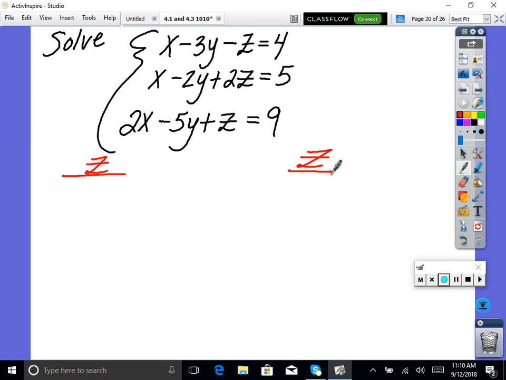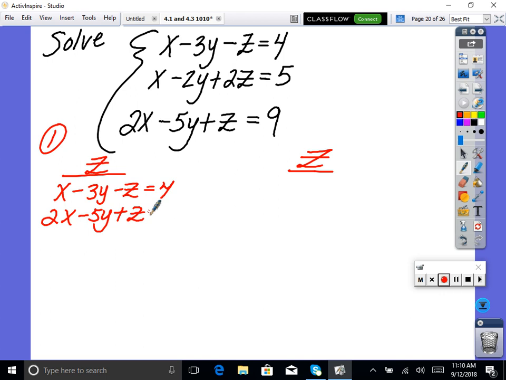So, labeling your steps. Top: x minus 3y minus z equals 4, with the bottom: 2x minus 5y plus z equals 9. Let's just go for it right here, and then we'll put two together and go for it. Let's add straight down, because the z's will automatically cancel out. So we're going to have 3x minus 8y equals 13. Awesome.